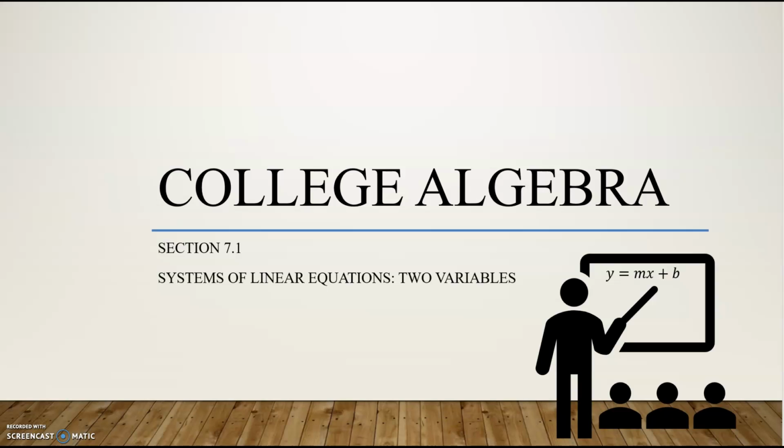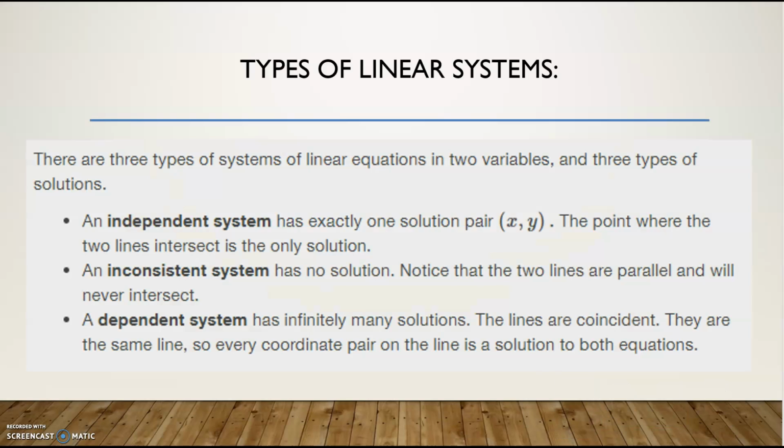In section 7.1, we're talking about systems of linear equations in two variables. So we have some types of linear systems, and there's three of them that we're going to cover. There's only three types. So you have an independent system that has exactly one solution pair, x and y, and that solution is where the two lines intersect.